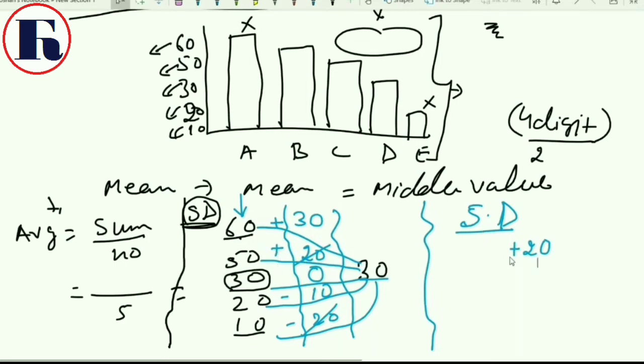So what is the standard deviation? Standard deviation will be plus 20 divided by 5, which is plus 4. It means that your average should be plus 4 more than the number which you have assumed. So it will be 30 plus 4, which I will write here as 34. So this is the way of finding the average using standard deviation.